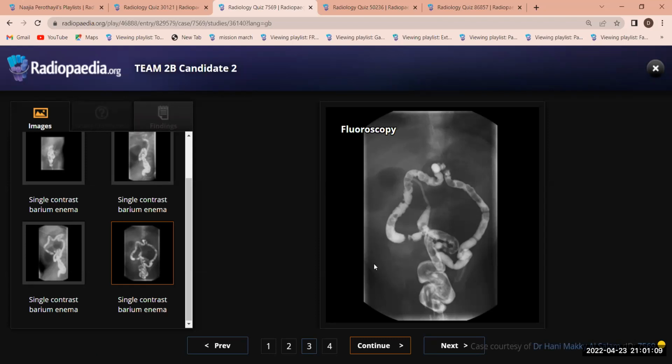Any other differential that you would like to give? The other differential for these appearances includes meconium ileus, which gives this appearance. But in meconium ileus, we do have contrast reaching up to the distal ileum. Any other history that you would ask for to differentiate between jejunal atresia and meconium ileus? Meconium ileus does have association with cystic fibrosis as well, so I would like to know if the patient has that history.